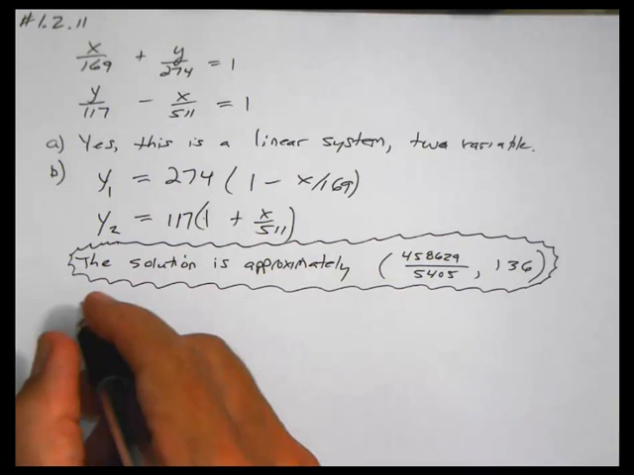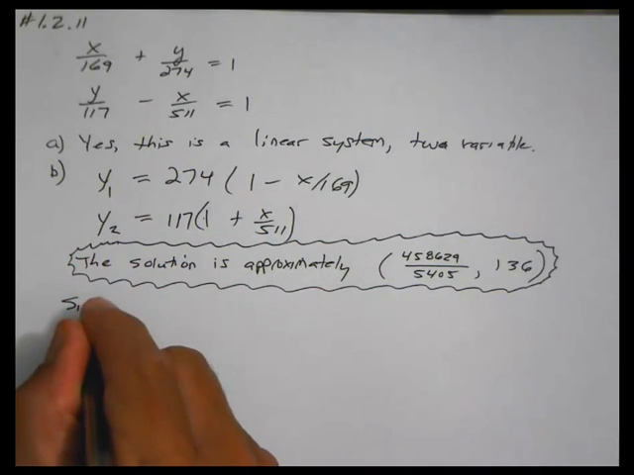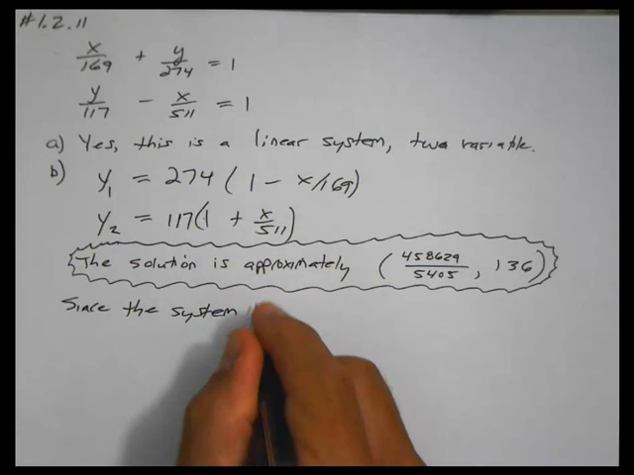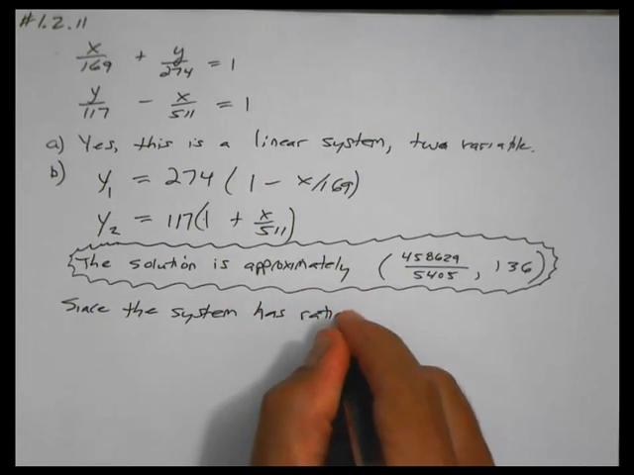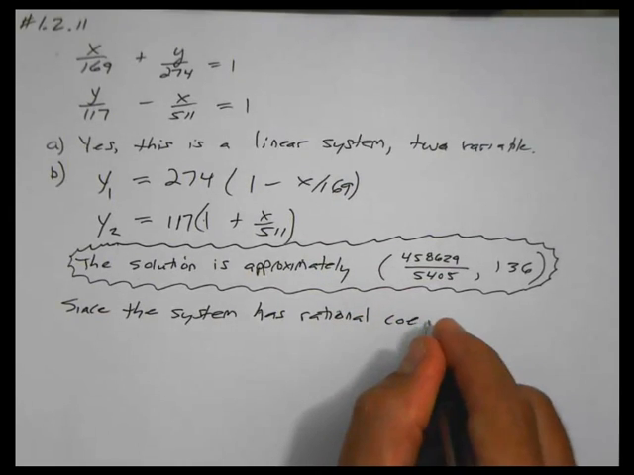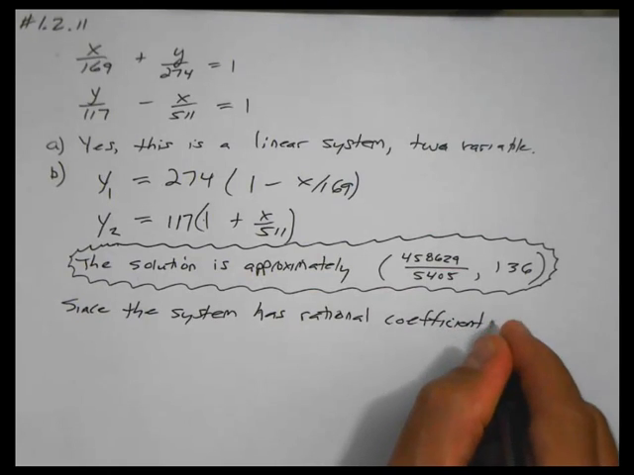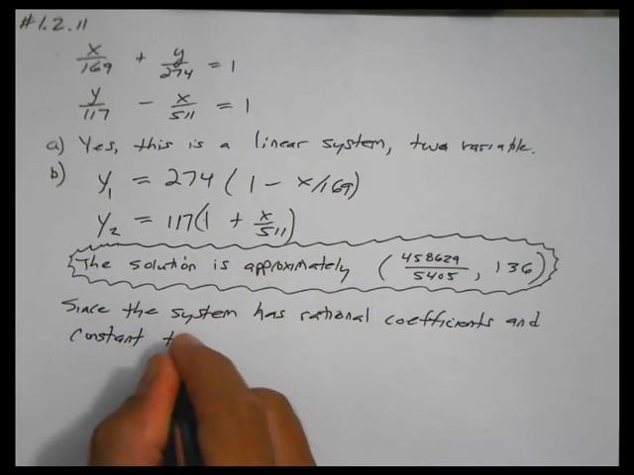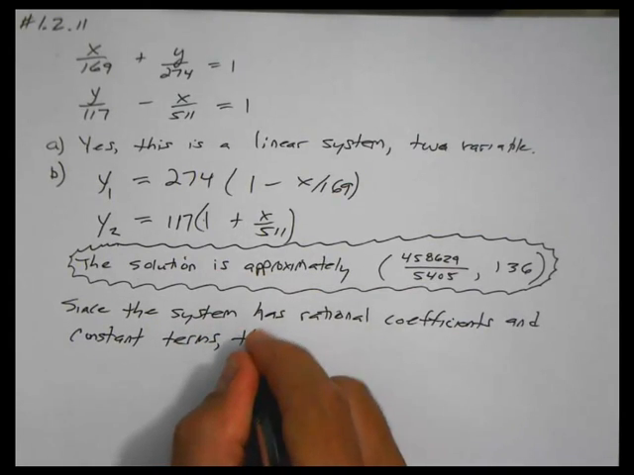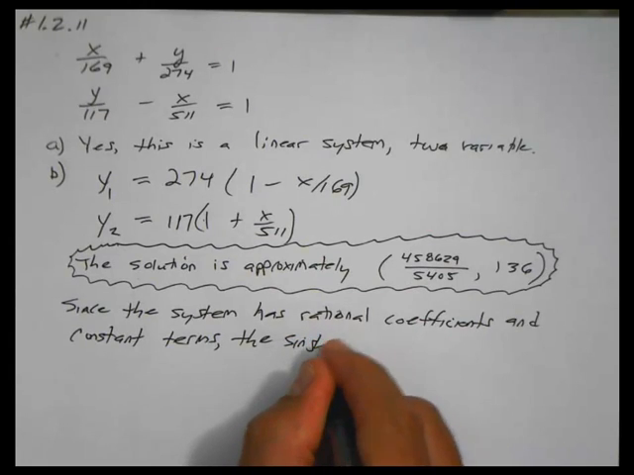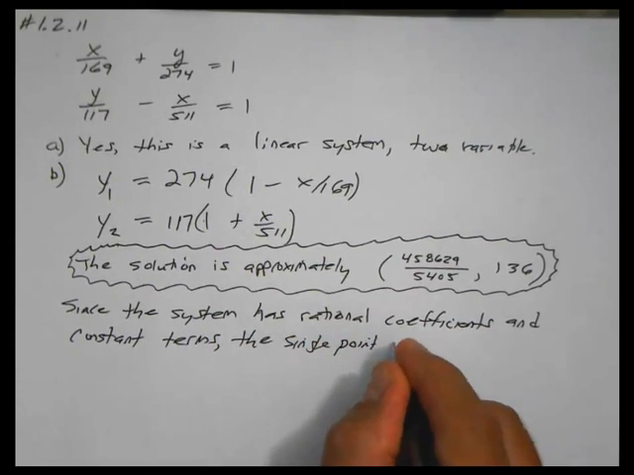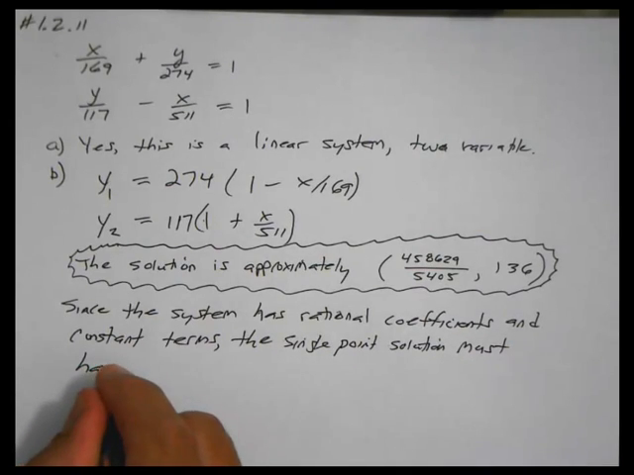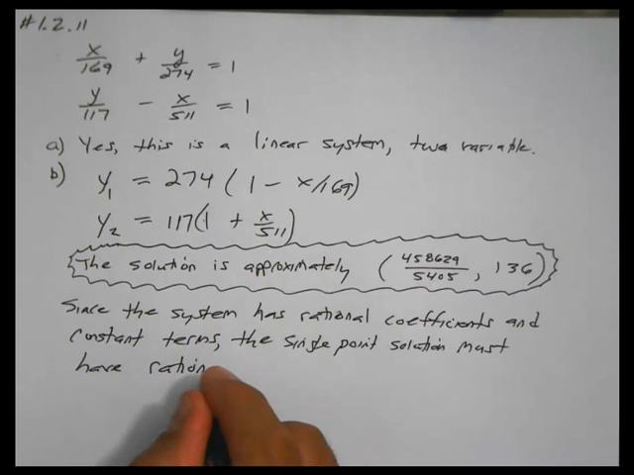So we might first make a note of that. So we could say, since the system has rational coefficients and constant terms, the single point solution must have rational coordinates.